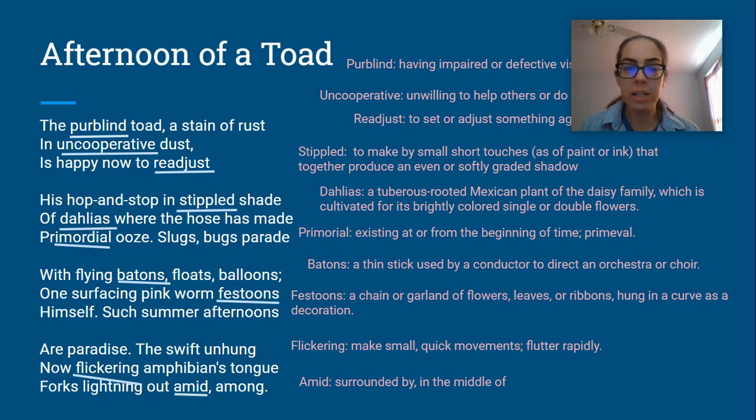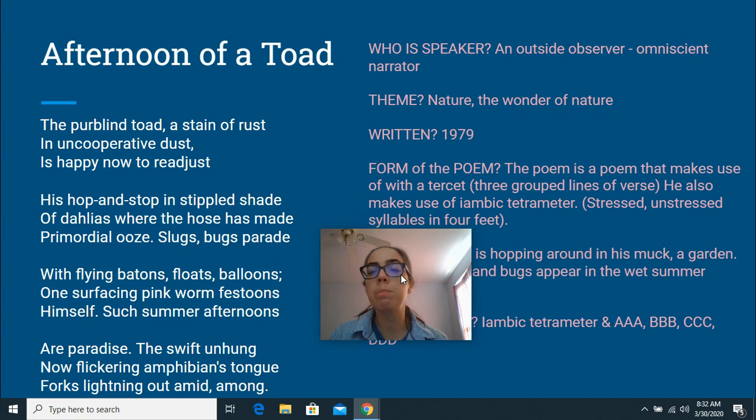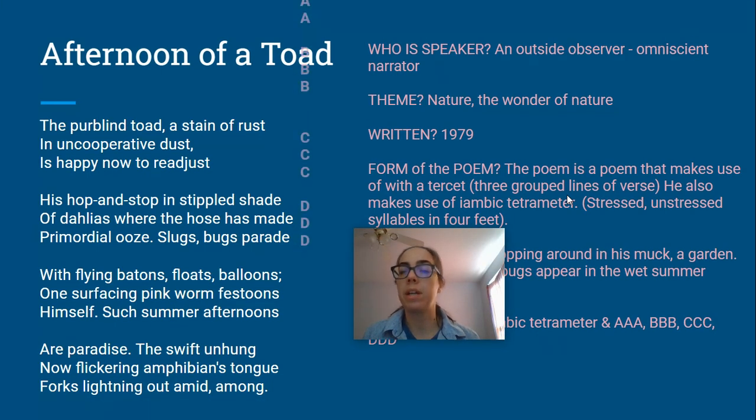So if we go through this, basically, who is the speaker? It's just an outside observer. It's an omniscient narrator. We don't know who this is. It's just an omniscient person, you know? The theme is nature. Period. It's just nature. It's the nature of these beings. It's the nature of the afternoon. It's just summertime, you know.